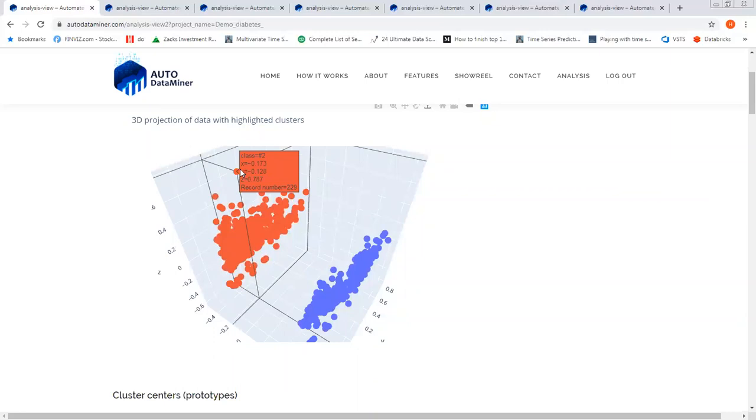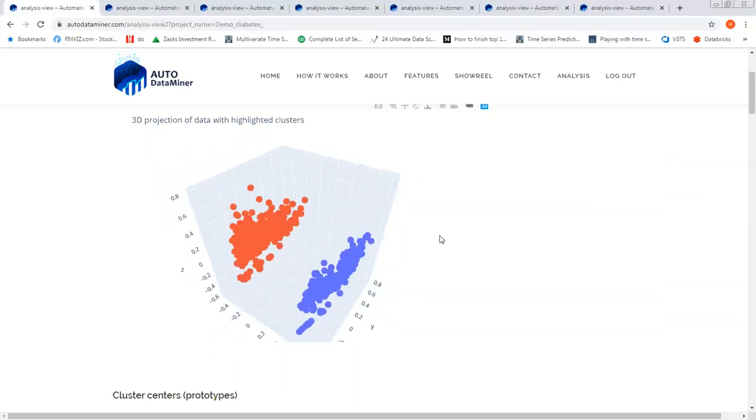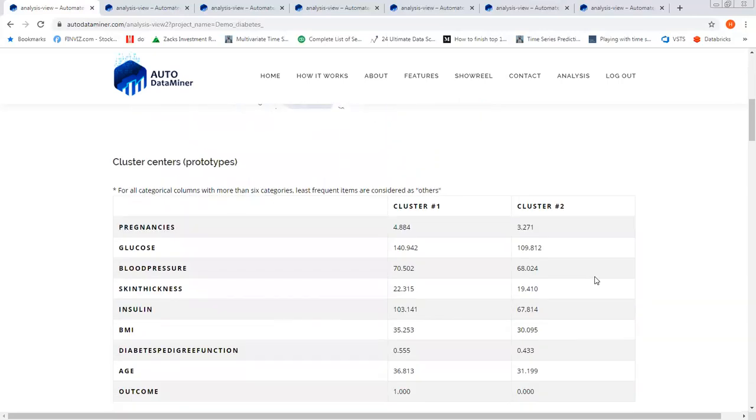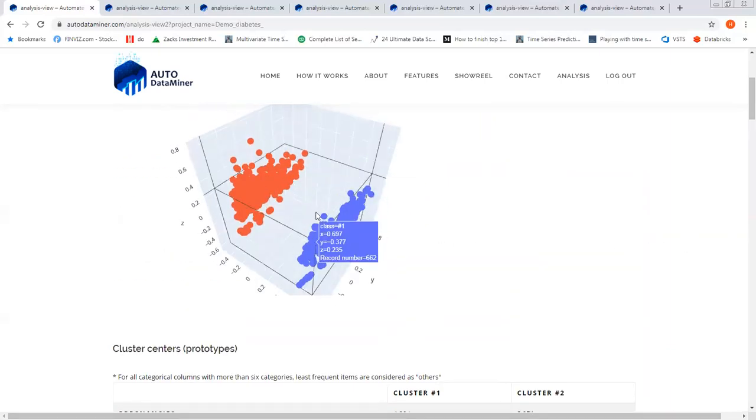So in this way, you can map this visualization to your records. And if I go down here, this is actually more interesting. These are the cluster prototypes: cluster number 1, cluster number 2. You can see, for example, in cluster number 1, the average number of pregnancies is around 5, but in cluster number 2 it is around 3. The average glucose level is 140, but in cluster number 2 it is 109. Again, these people and these people, two different groups.